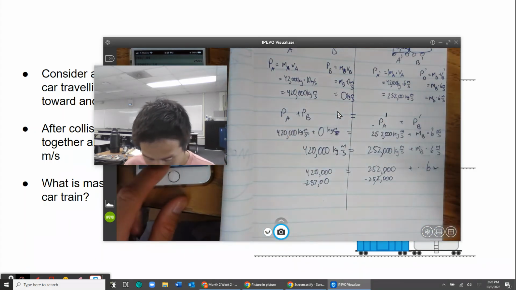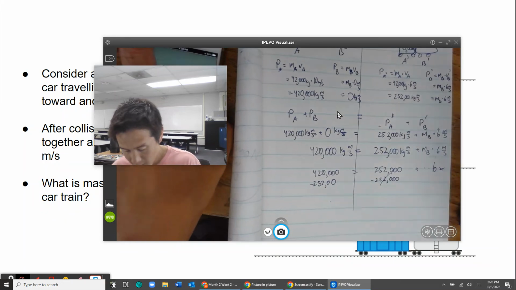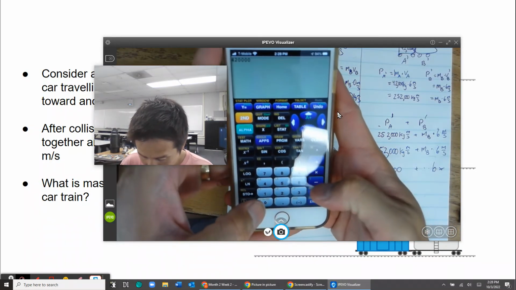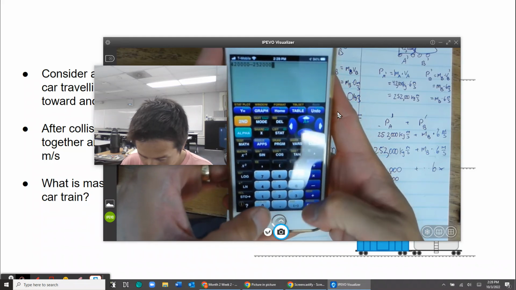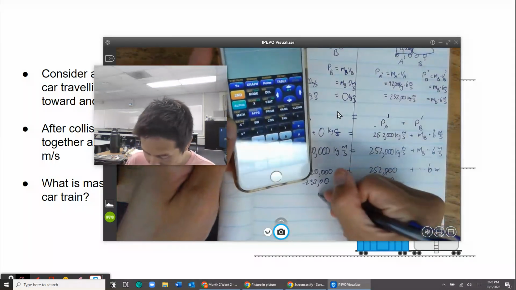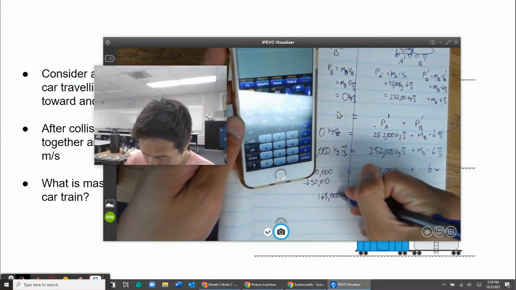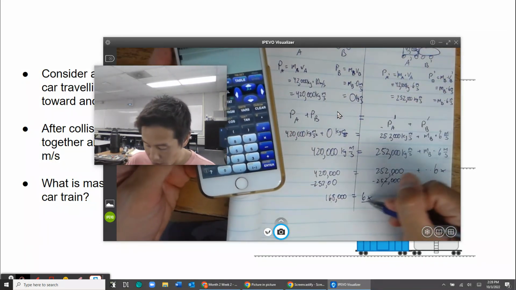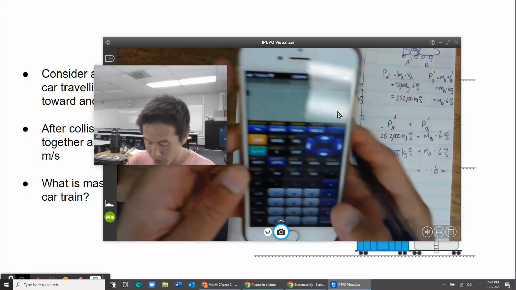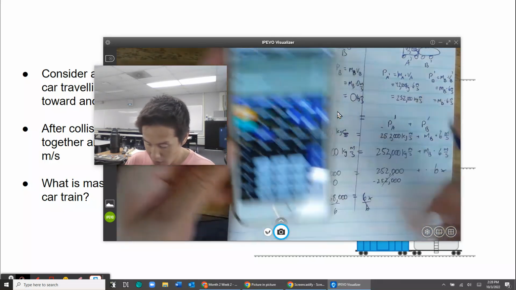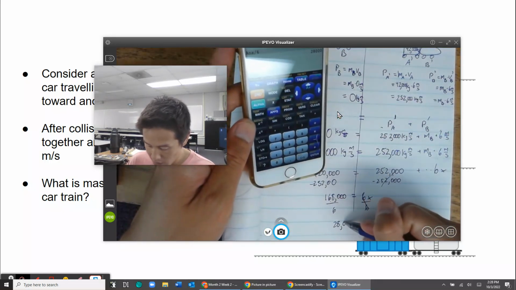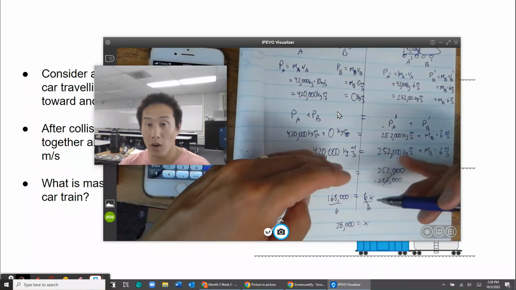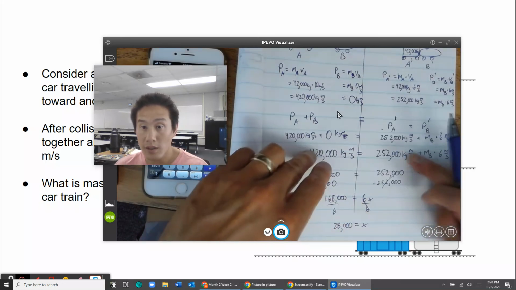That's 420,000. Dang it, so annoying. 428,000 minus 252,000, that's 168,000. That's 168,000 is equal to 6x. And then after that, you just divide both sides by 6. That's 28,000 is equal to x. That's essentially what I'm going to do. All this stuff is what I'm going to do with these numbers.